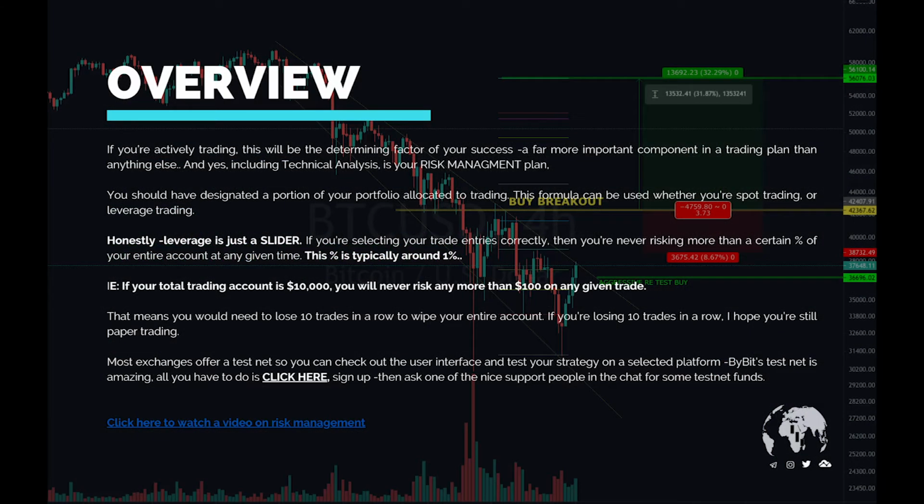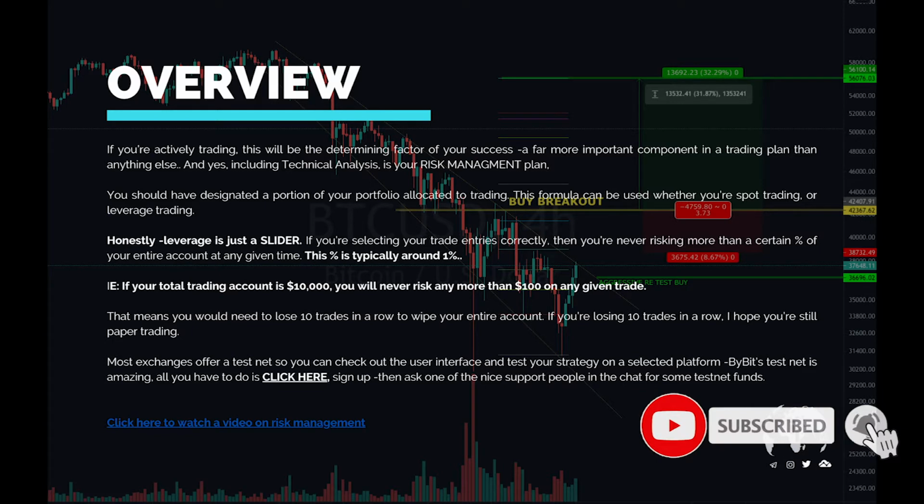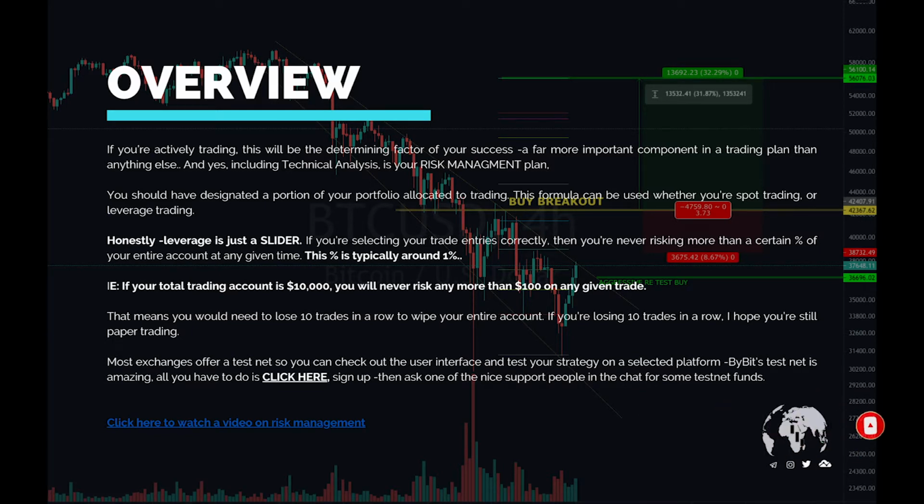So one of the most important aspects of any trading plan is risk management. A crucial component of a comprehensive risk management and trading strategy is knowing how much of your capital to risk in any trade. Now, if you're actively trading, this will be the determining factor of your success, a far more important component in any trading plan than really anything else.